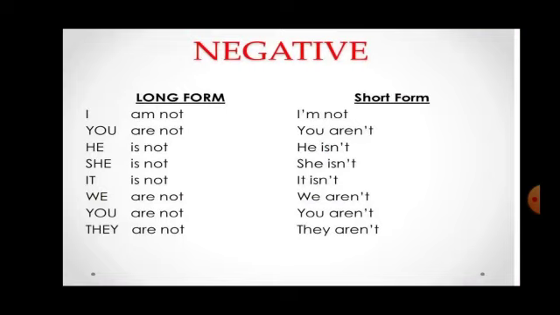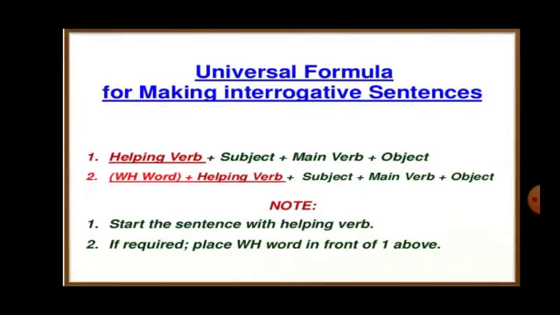I am not. We can write I am not in short form. You are not. You aren't. He is not. He isn't. She is not. She isn't. We are not. We aren't. You are not. You aren't. They are not. They aren't. So these are the short forms of negative sentences.